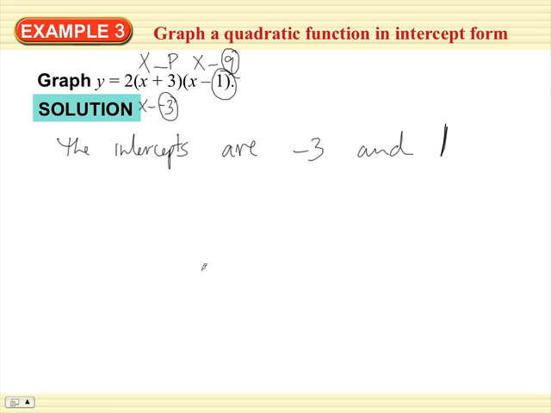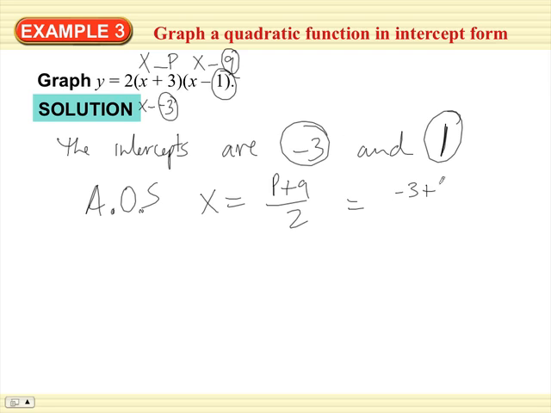Write that down first. Next, what can we get from these intercepts? We can get the axis of symmetry. You just have to remember this: x equals p plus q all over 2. Let's put them in. p is negative 3, q is 1. Negative 3 plus 1 all over 2 equals negative 2 over 2, which equals negative 1. Axis of symmetry is x equals negative 1.